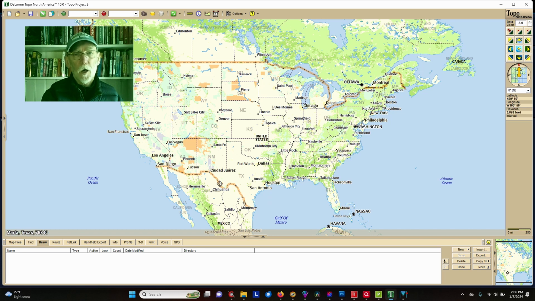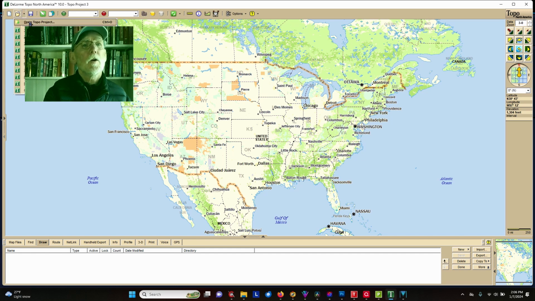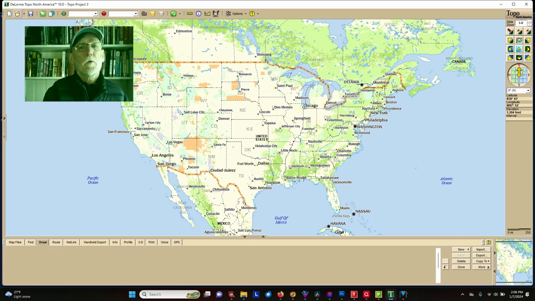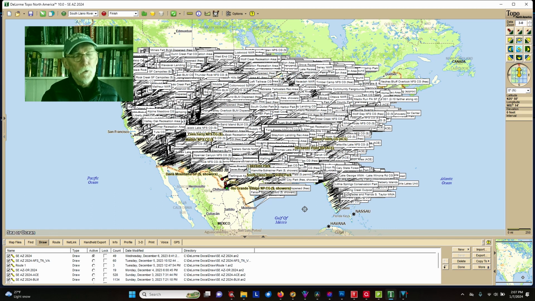This is a new file. This is what you'd ordinarily see when you first open the program. But I'm going to navigate to one of my saved files. This is the map that I've developed as the starting point for my Southeast Arizona trip itinerary. And you can see the whole country is covered with map tags.